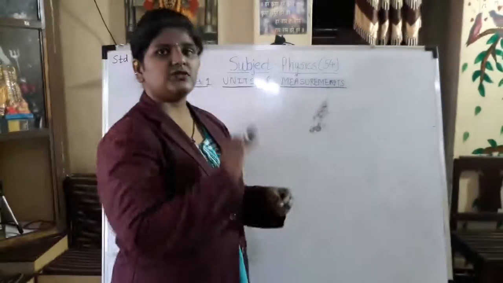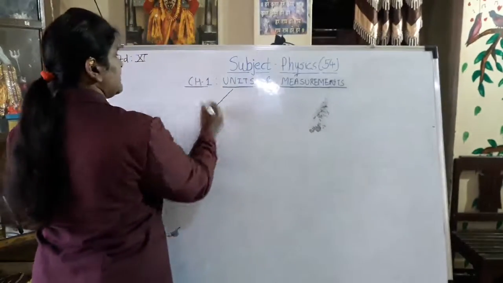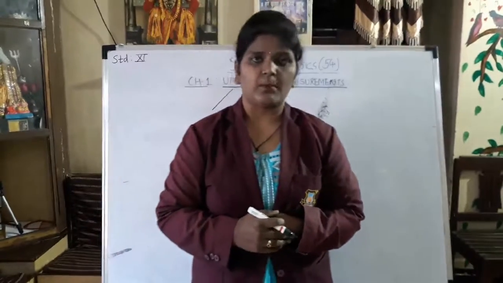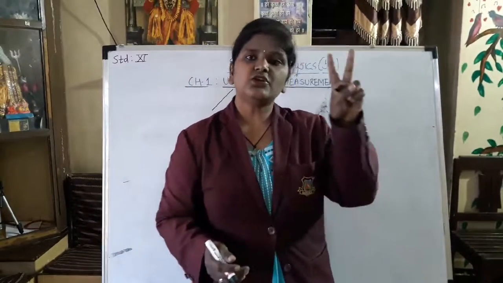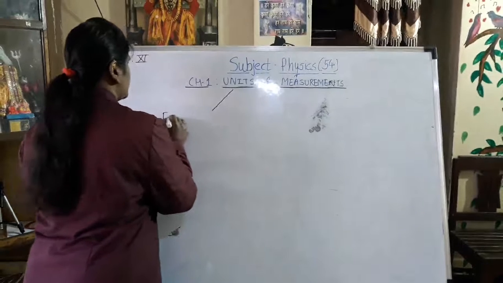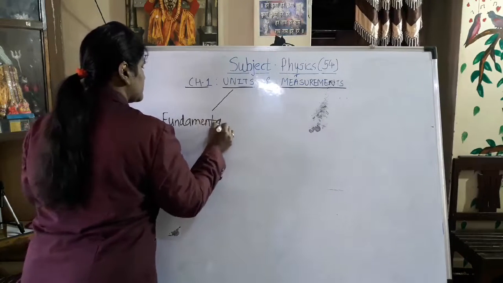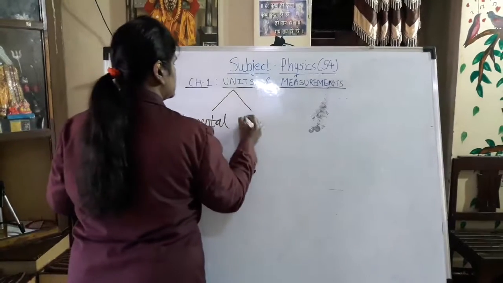So what we have learned in the whole chapter, we have studied about units. What is a unit? A reference which is given to any number is known as a unit. There are two types of units. First one is fundamental and second one is derived.